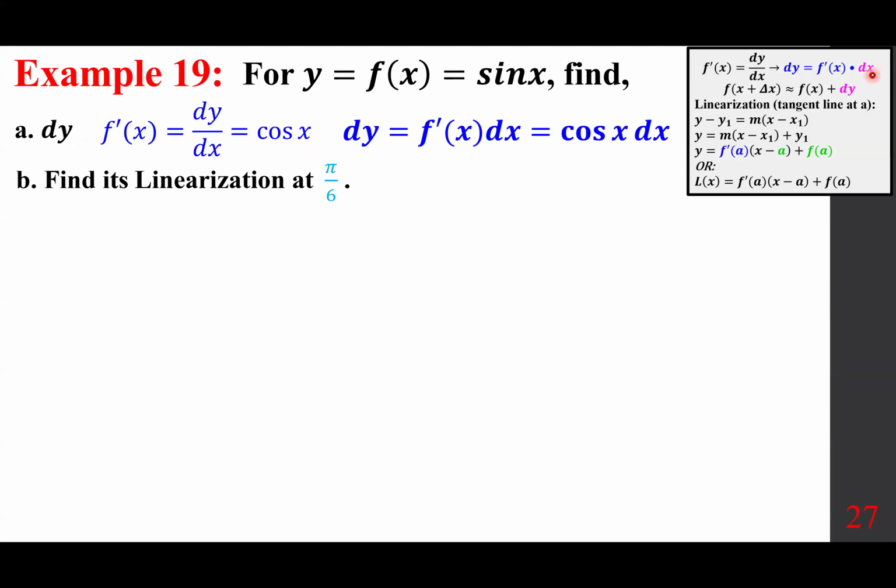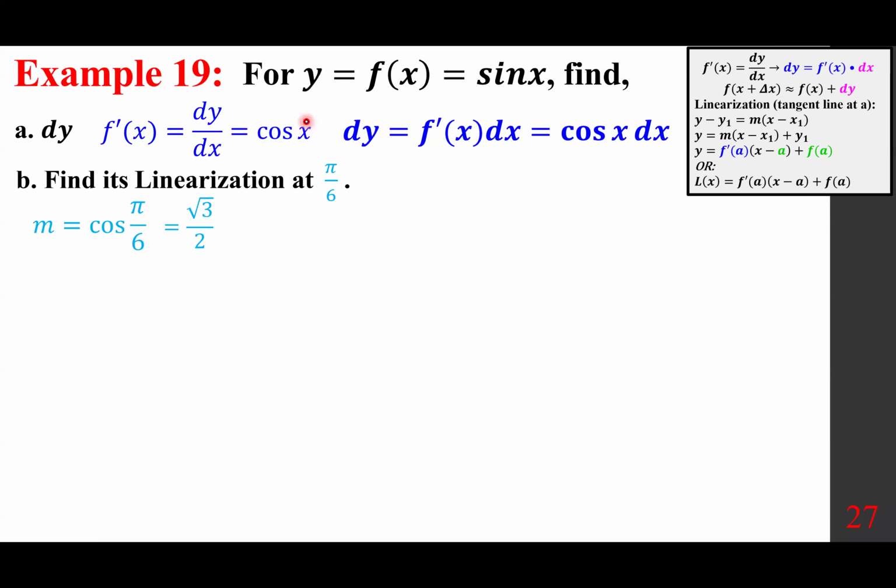Find its linearization at pi over 6. Please understand it has to be in radians. It's given in radians. So to do so, we are going to find the linearization for the function y equals sine x at pi over 6. That means we want two things. We want the pair x comma sine x, and we want this slope. We have to put this here to find this slope. So cosine of pi over 6. That's the slope, square root of 3 over 2.